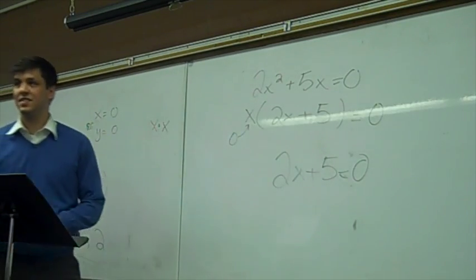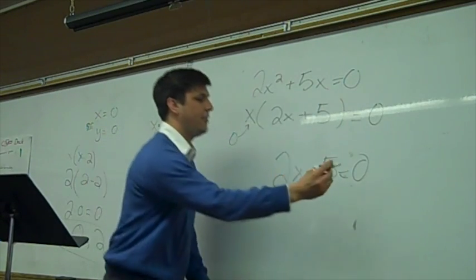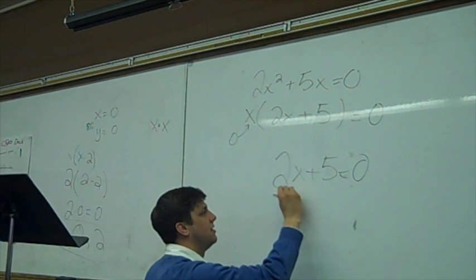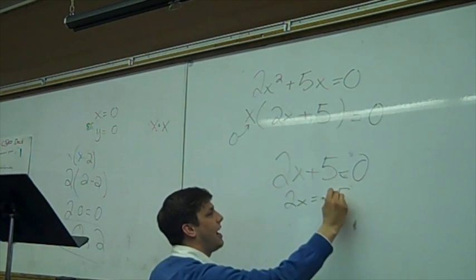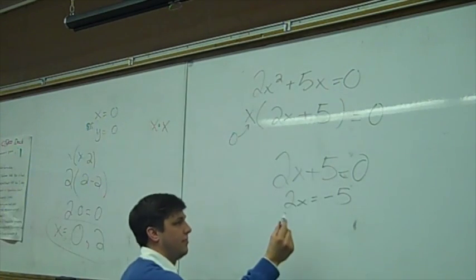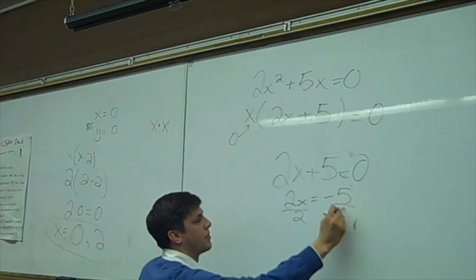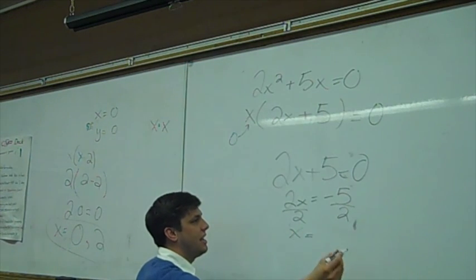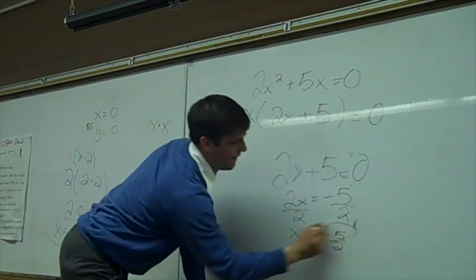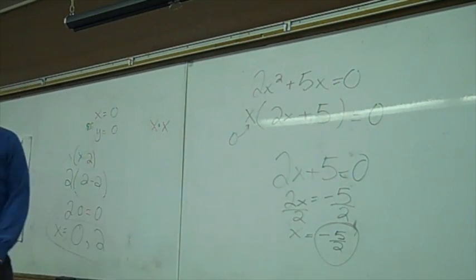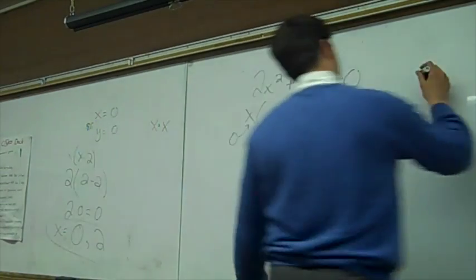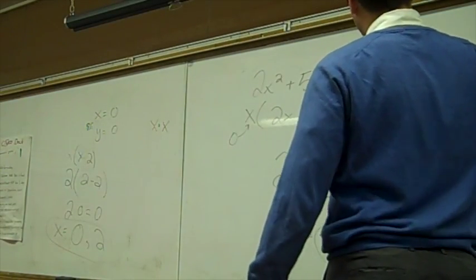So if you move the 5 over by subtracting it away from both sides, 2x equals -5, and then divide away the 2 to get the x alone. X equals -5/2. You could write it as a decimal. And so your final answer should look like this: x equals 0, comma, -5/2.